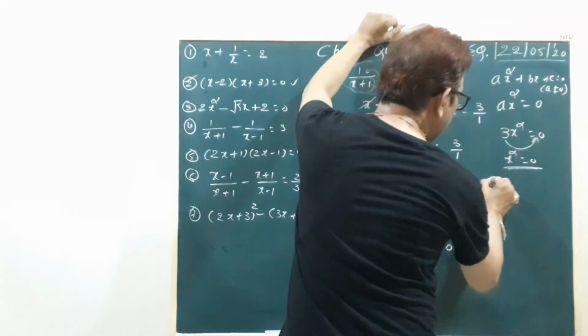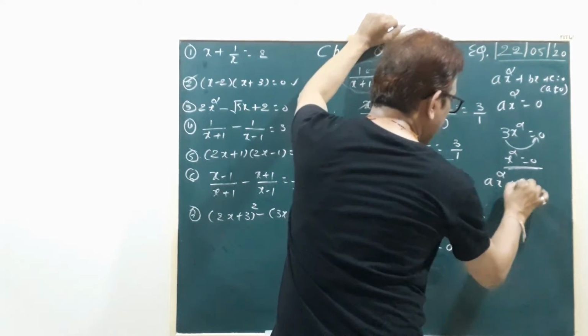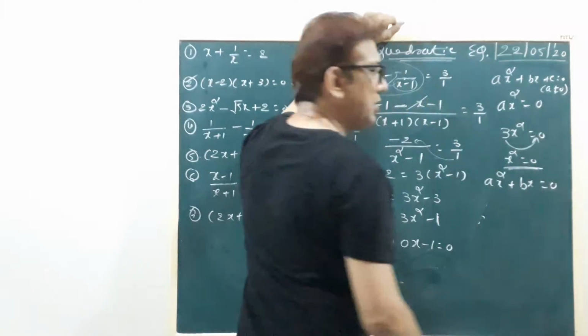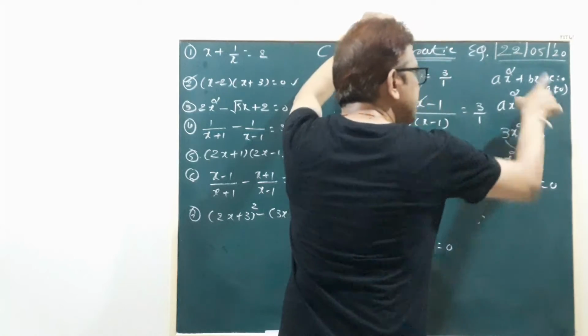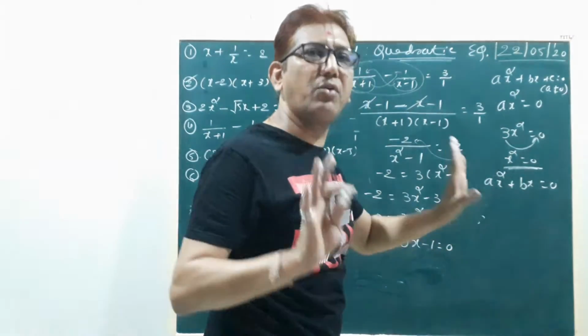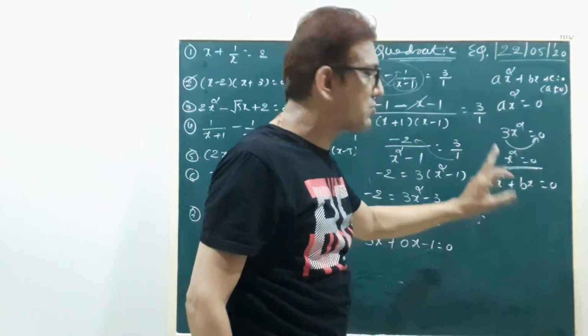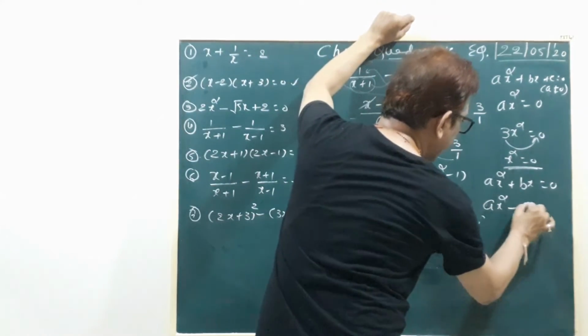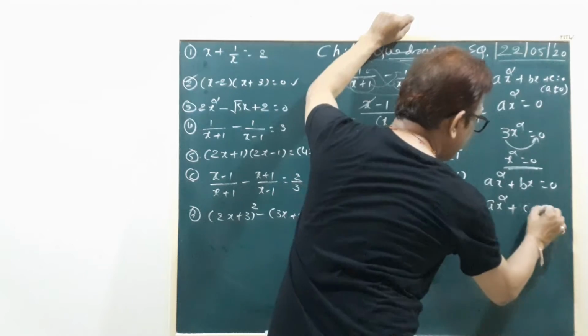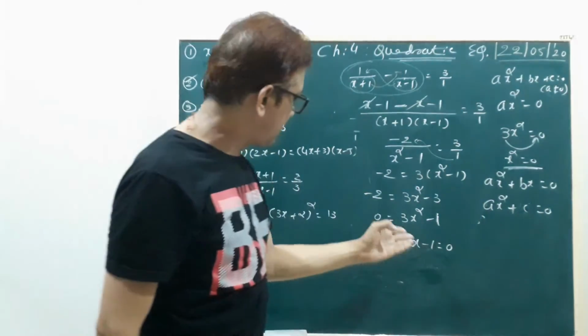Right? If you write ax square plus bx equals 0, you can also call this a quadratic equation, because our condition is that a is not 0. The first term can never be 0. The coefficient of x square can never be 0. Otherwise you can also write ax square plus c equals 0. This is also a quadratic equation.